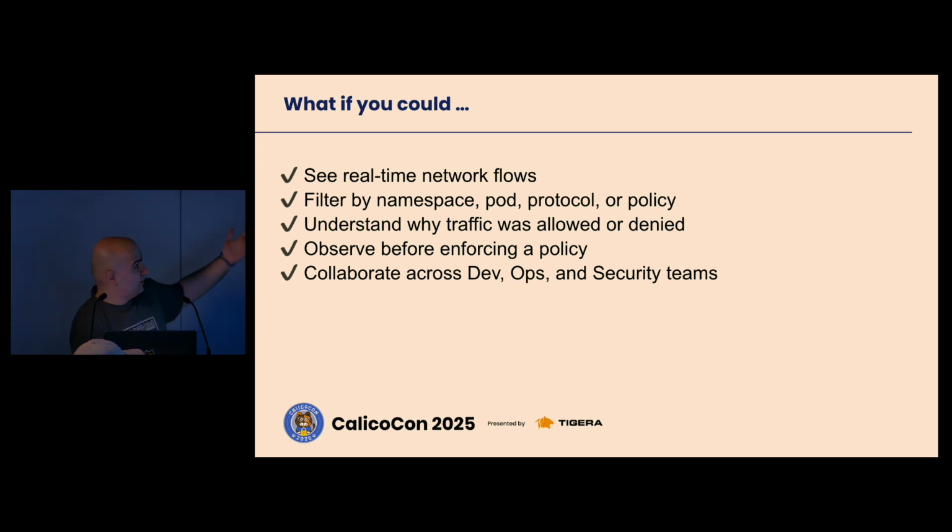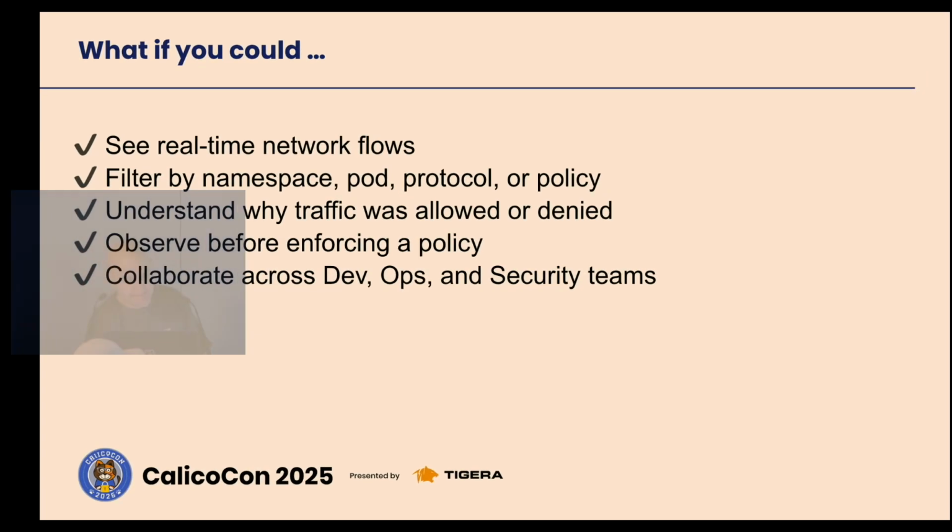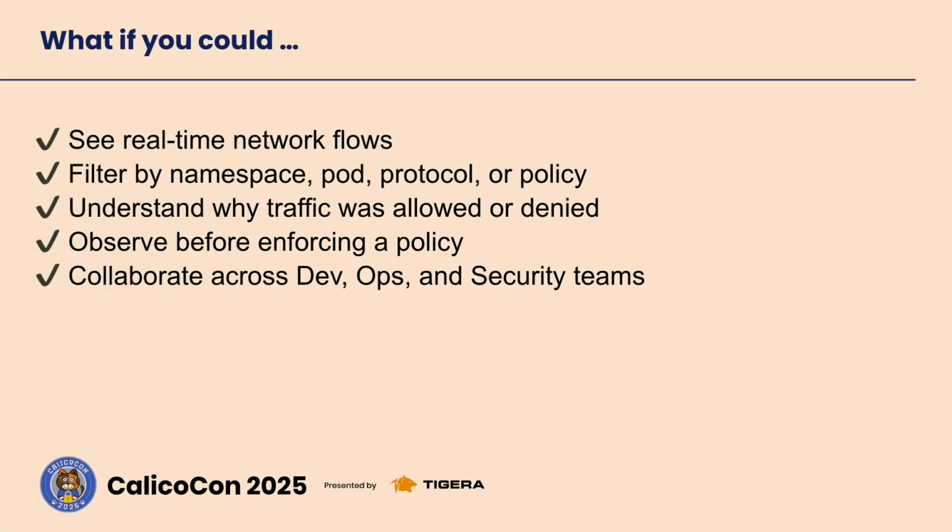So what if you could see real-time network flows? This is literally what you can do with Calico Whisker. You can also filter through those flow logs. You can say which ones you'd like to see in detail, those sort of things. Basically, you get insights into why a traffic is allowed or denied.